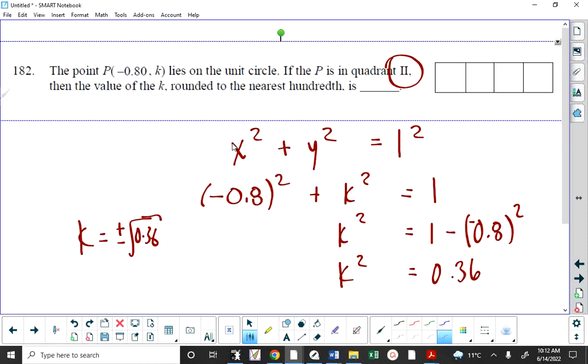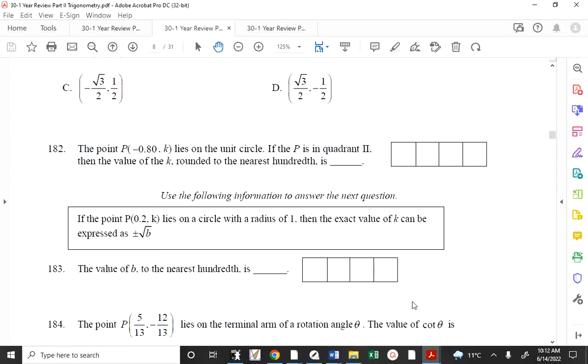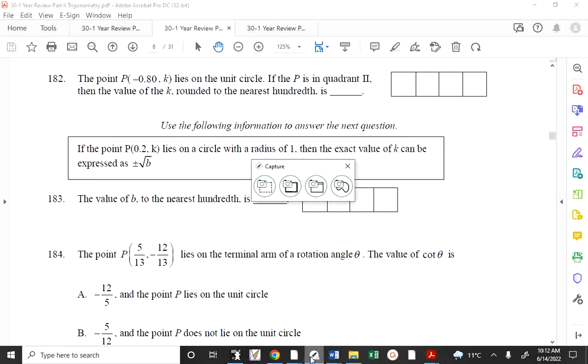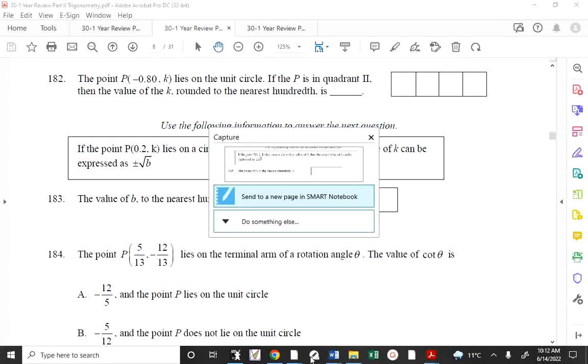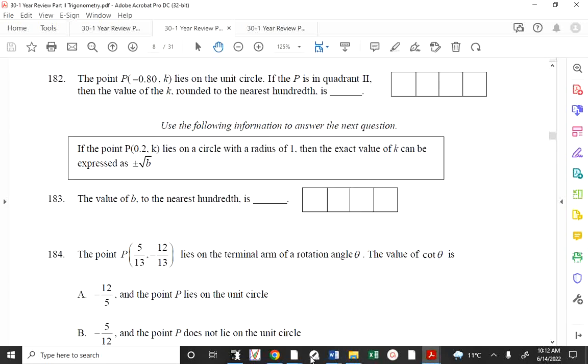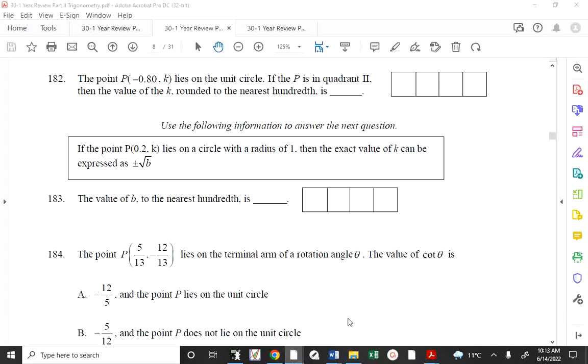Okay. Give me a second, please, to look at it. And I know where you're coming from, but the difference between 182 and 183 is a matter of how the question is asked, okay? So let me explain this. It's the same question, really. In fact, what we did, it's exactly the same, right? We go 1 minus the negative 0.8 squared, you get 0.36. So k equals plus or minus square root of 0.36.